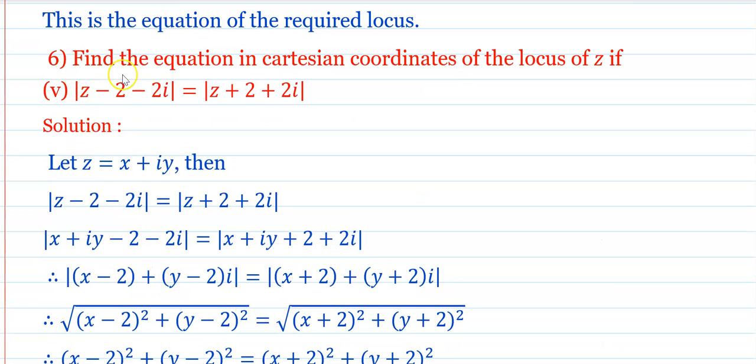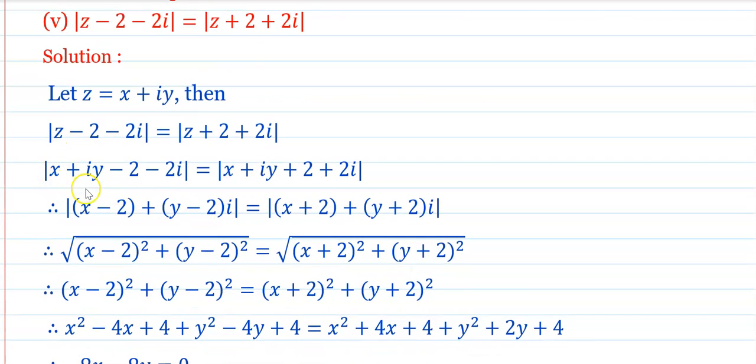The next question: find the equation in the Cartesian coordinates of the locus of z if |z minus 2i| equals |z plus 2 plus 2i|. Let z equal x plus iy. Then z minus 2i is x plus iy minus 2i, which is (x minus 2) plus (y minus 2)i in mod, equals (x plus 2) plus (y plus 2)i in mod.